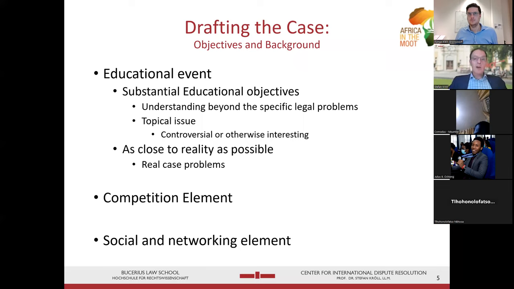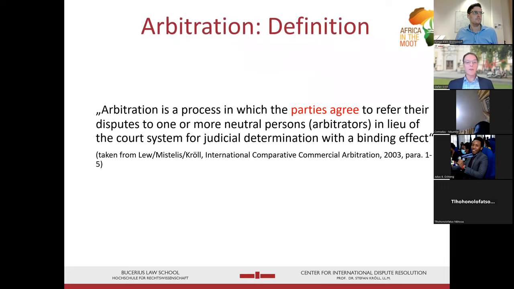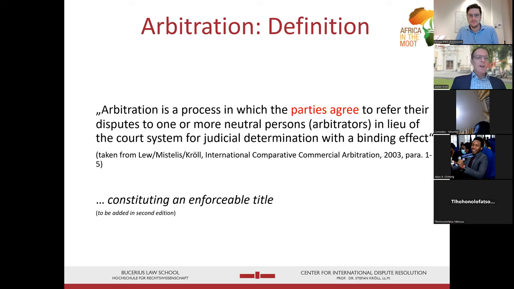And as I said, a lot of the basic principles, or the main principles of arbitration, follow from the characteristic of arbitration. And we have defined arbitration in a book I wrote jointly with Julie Liu and Lucas Mistelis in 2003. We have defined arbitration as a process in which the parties agree to refer the dispute to one or more neutral persons, arbitrators, in lieu of the court system for judicial determination with a binding effect. If there will ever be a second edition of that book, I would probably now add 'and constituting enforceable title', because the binding effect is characteristic to arbitration, but is not unique to arbitration.